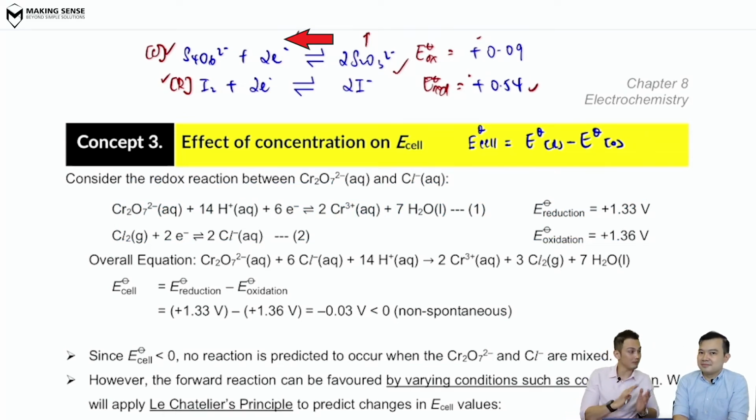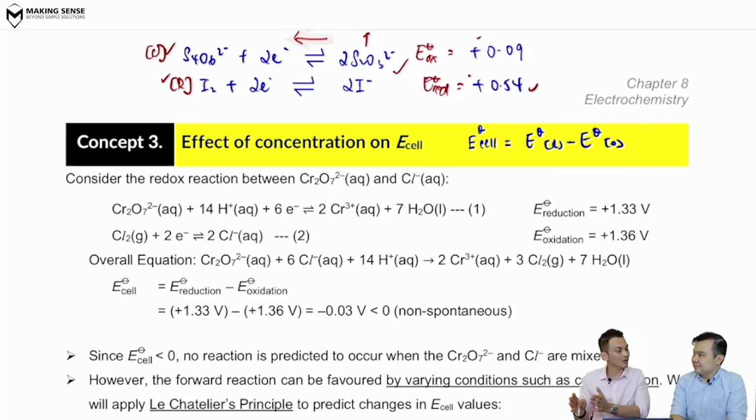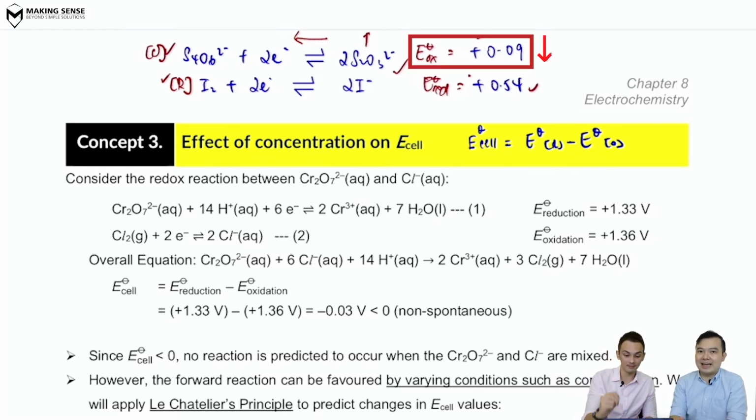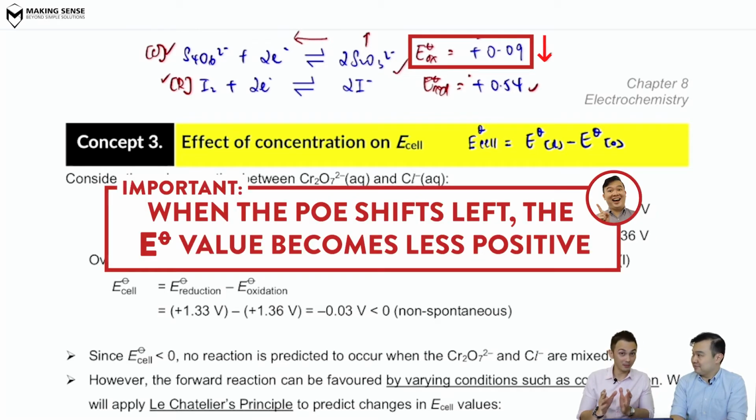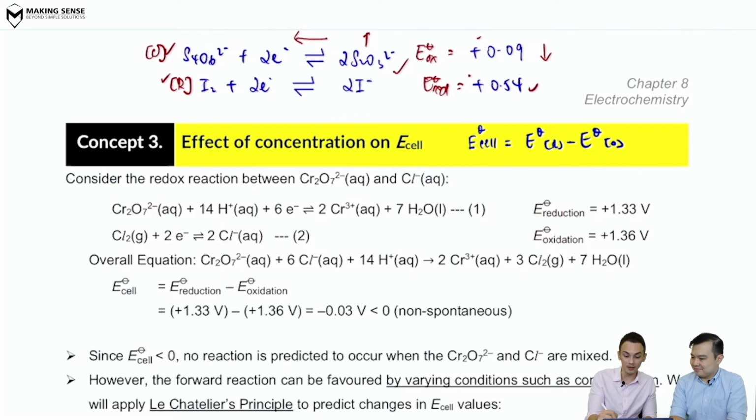So when the equilibrium shifts backwards, what happens to the E0 of that half equation? You say that the value is going to drop, but specifically it is the E oxidized value that's going to drop, right? It's going to get smaller. So let's apply this to the formula itself, focusing on the oxidation part. What's going to happen is you're going to minus away a smaller value.